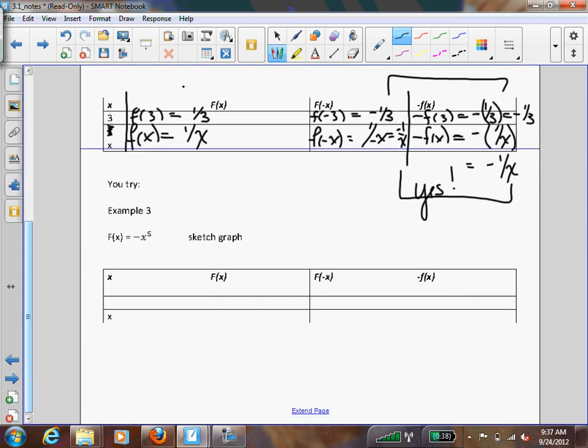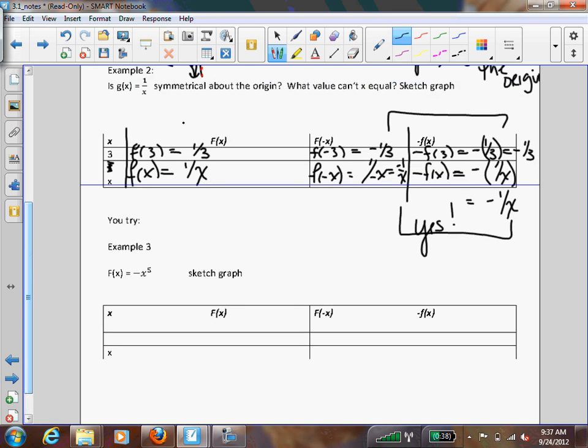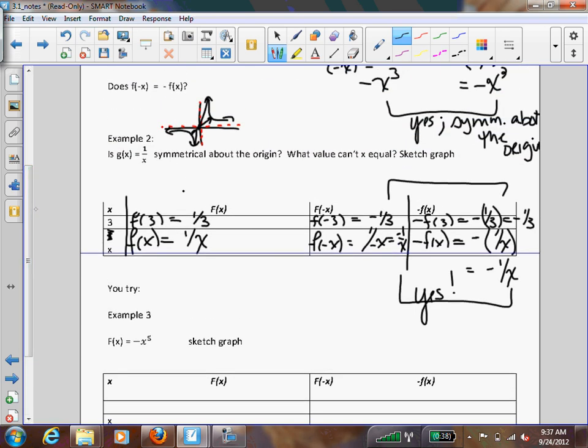All right, try example 3. Huh? This? Yeah, I just did it above it. You don't have to do actual points. Just kind of look, yeah.